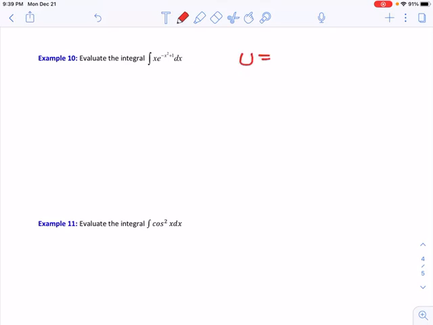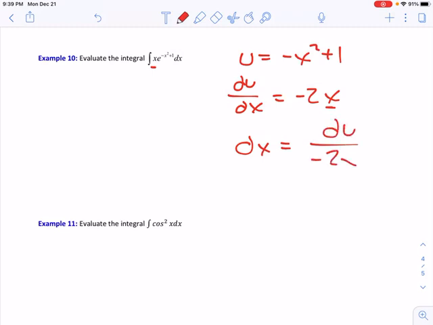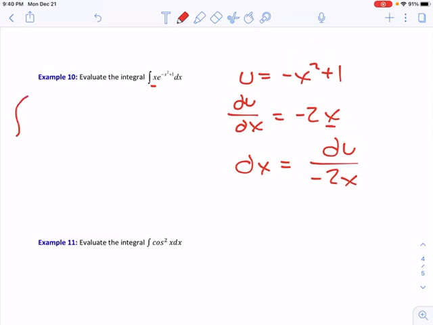So u is going to be equal to negative x squared plus 1. The derivative of that, du dx, is negative 2x. And so we have an x here and we have an x here. So that's good. So dx is du over negative 2x. Substituting in, we have the integral of x times e to the u times du over negative 2x. Well, the x's cancel, and I have everything in terms of u's.